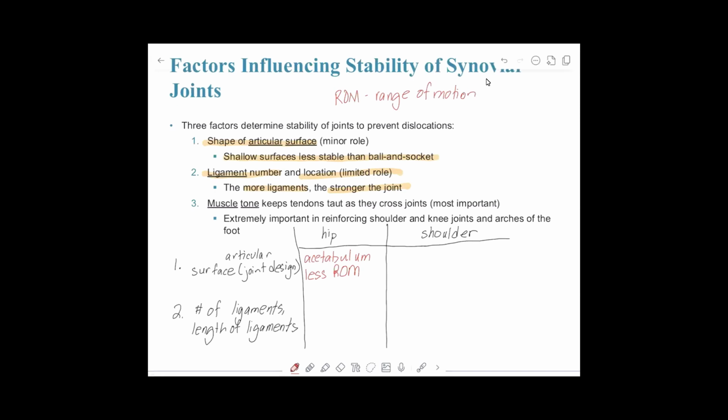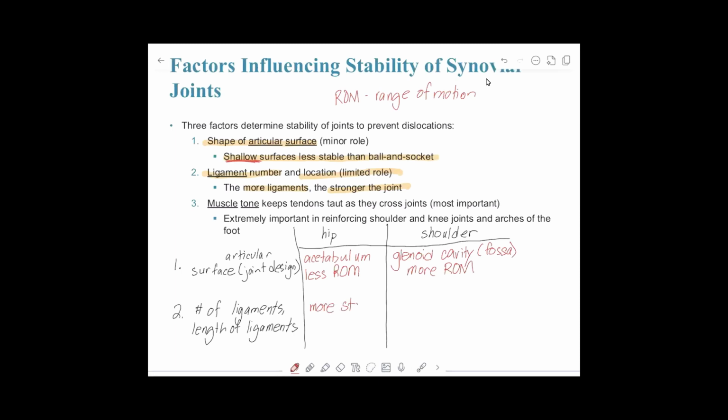Contrasted with the shoulder, which obviously has a lot more range of motion, and that's because it has the glenoid cavity, also sometimes referred to as the glenoid fossa. When you look at the scapula, you've noticed that it is very shallow compared to the acetabulum. So that means that there's going to be a greater ROM, range of motion.